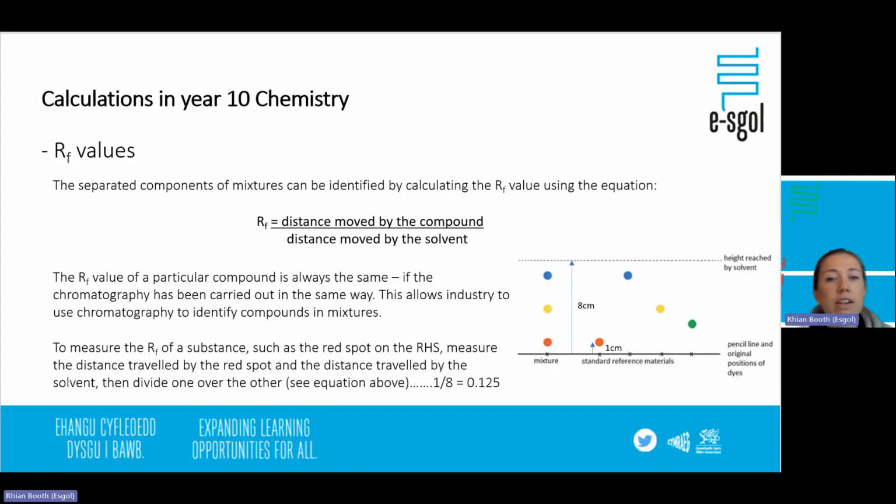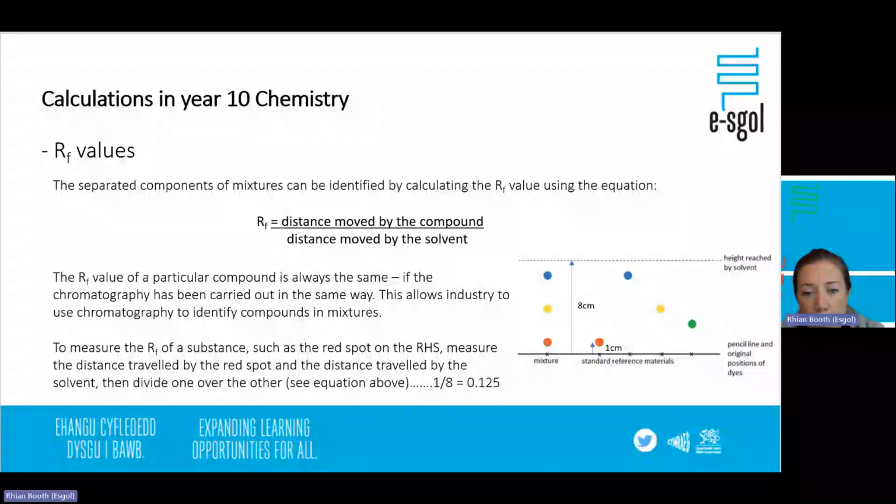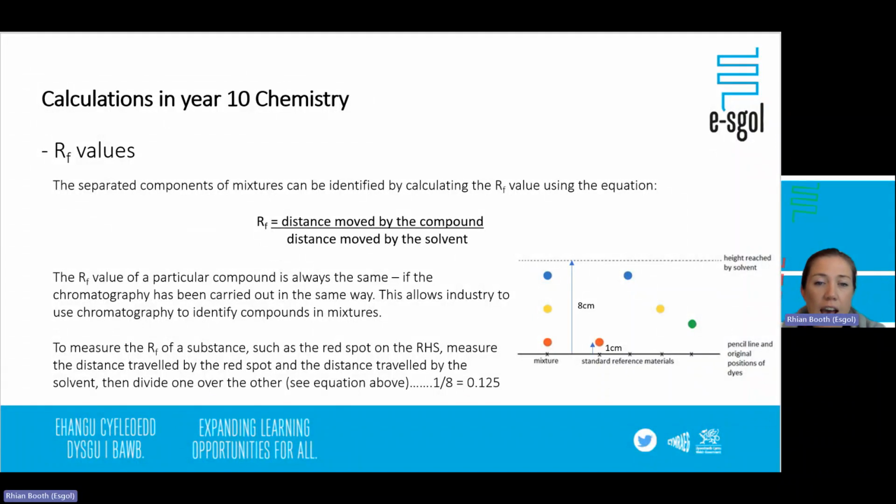And this is the final calculation we'll be looking at in this session. These are the RF values. Now, when you do chromatography, you will have put some spots on a line on some special paper that you will put into a solvent. And what happens is you get a separation of pigments within that spot and a pattern, just like the diagram, for example, on the right-hand side here.